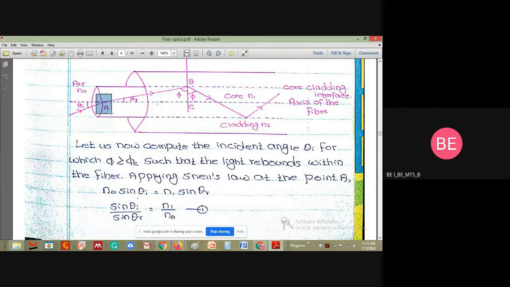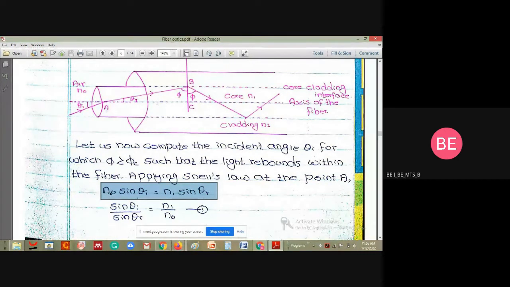Here you are applying Snell's law. The light is incident from the air medium and it gets refracted into the core medium. The refractive index of air is n0 and the refractive index of core is n1. So how will you write Snell's law? n0 sine theta I is equal to n1 sine theta R. I hope it makes sense to you. Applying Snell's law at the point A, we can write n0 sine theta I is equal to n1 sine theta R, where theta I is the angle of incidence at the point A and theta R is the angle of refraction at the same point A.